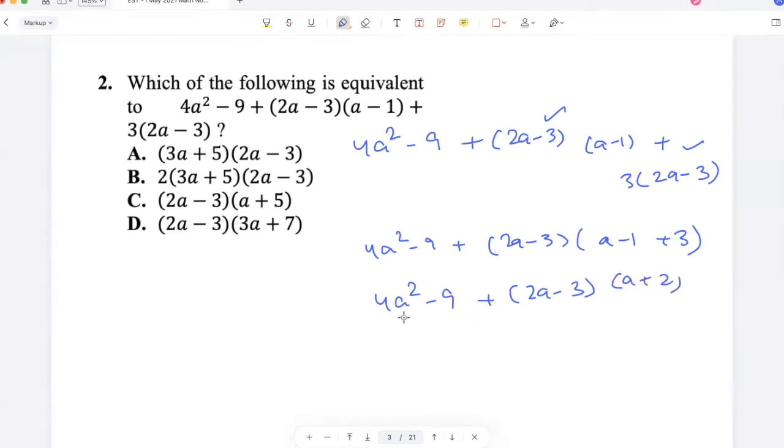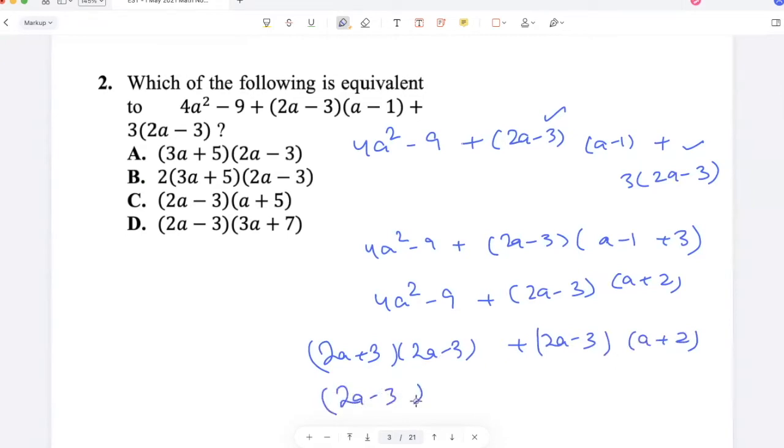Okay, and even this I can write as 2a plus 3 times 2a minus 3. And this is 2a minus 3 times a plus 2. So again, I take 2a minus 3 common. So I get 2a plus 3 plus a plus 2. So that's 2a minus 3 times 3a plus 5. So 2a minus 3 times 3a plus 5, option A.